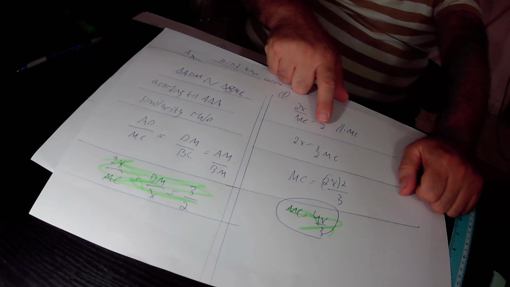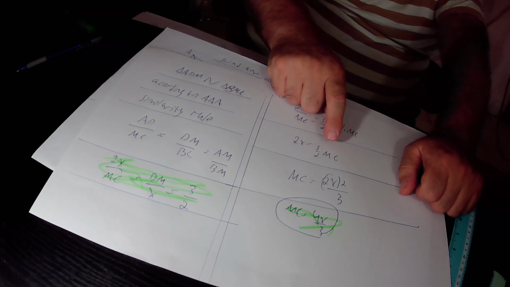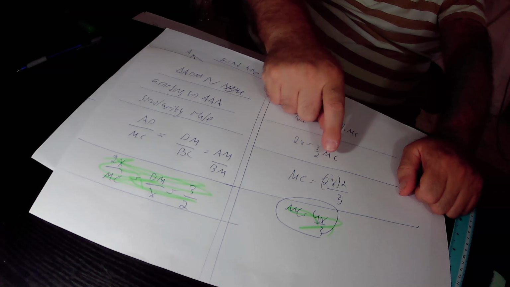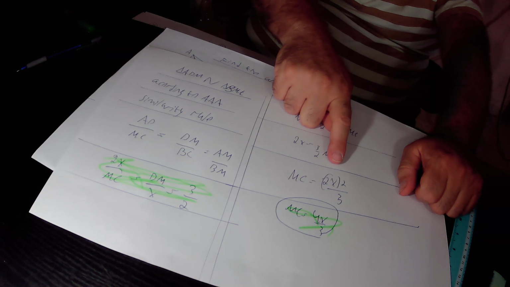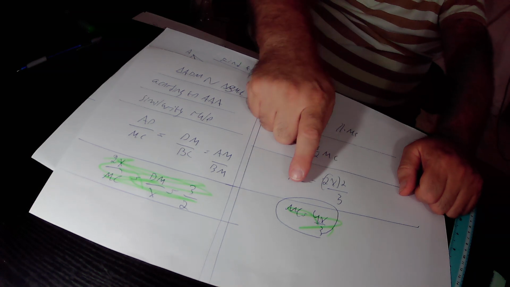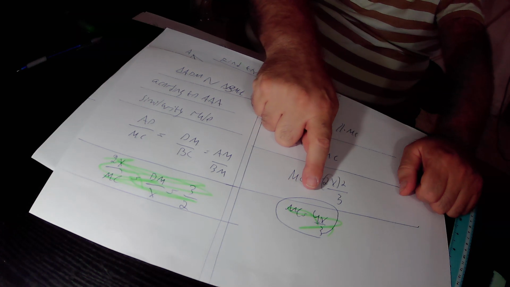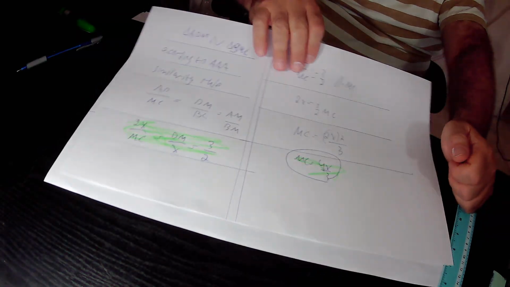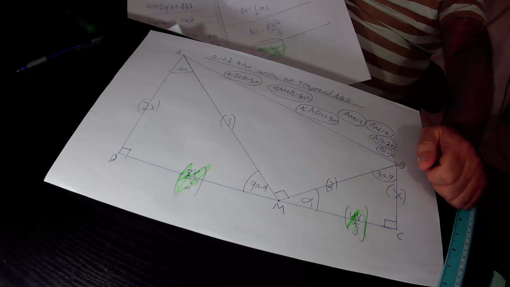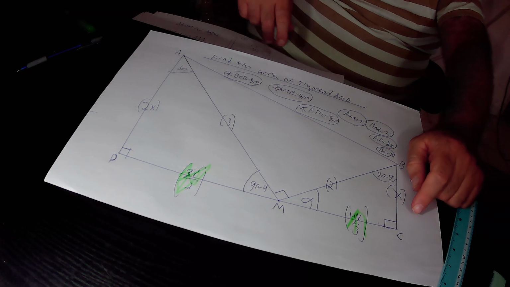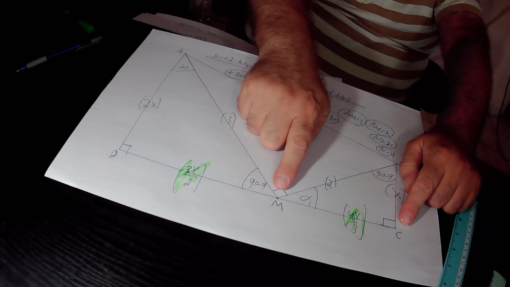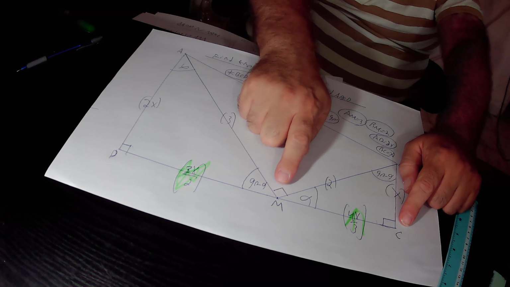If we multiply this equation by 2 and divide it by 3 simultaneously, we find that MC equals 2x times 2 over 3. 2x times 2 is 4x, so in total this expression equals 4x over 3. So we found that MC equals 4x over 3. This is side MC, or line segment MC, that equals 4x over 3 units in length.